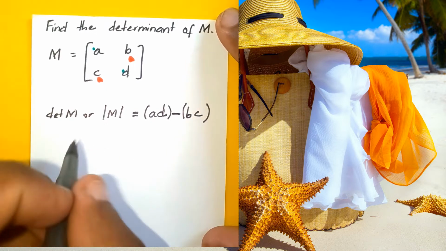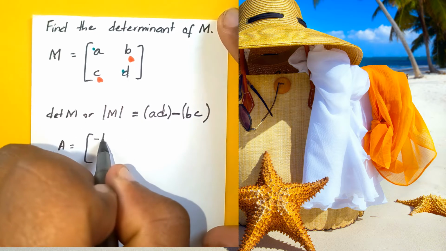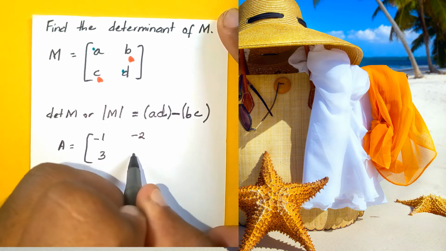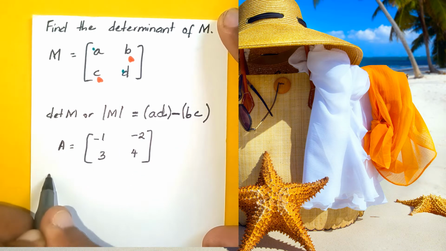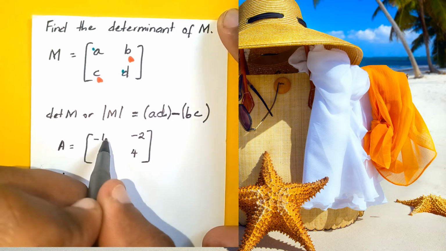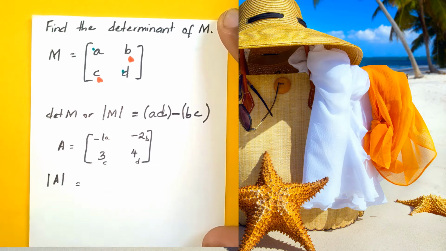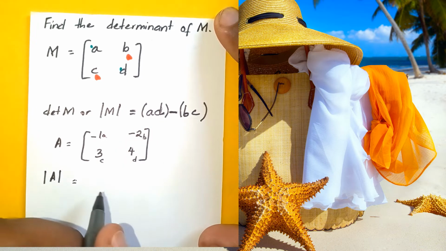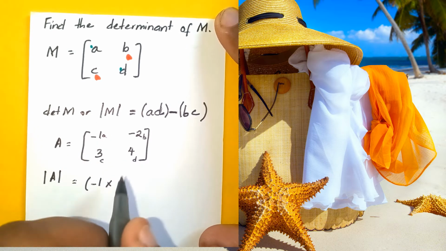So we're going to work out an example. Let's put A here. And let's say I want A to be -1, -2, 3, and 4. To find the determinant of A, which can be written as this, this is in the A position, this is in the B position, C position, D position. Remember now, you need to find A and D and multiply them. So, A in this case is -1, and I'm going to multiply it by D, which in this case is 4.